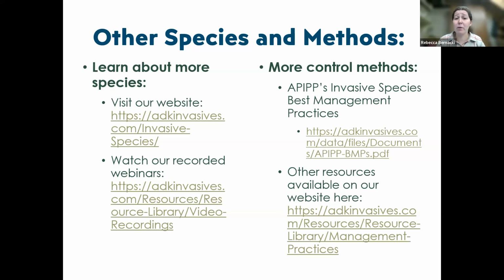If you want to learn to control a particular species, I highly encourage you to check out APIP's Best Management Practices Guide. We have a really great guide. It breaks species down by functional type. So do you have a grass? Do you have a tree? Do you have a shrub? And it walks you through the best way to manage those species based on the size and gives you recommendations.